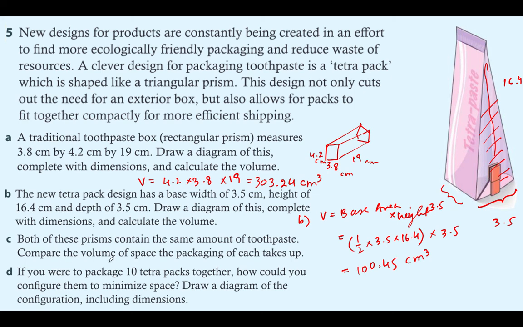Part C says both of the prisms contain the same amount of toothpaste. So compare the volume of space packaging of each takes up. So you can see that the triangular prism is taking less space and the rectangular prism is taking more space. That is almost 3 times of that. So if you were to pack 10 Tetra Paks together, how could you configure them to minimize the space? So if I'm packing this, I will place the Tetra Paks in this way so that the space between is utilized efficiently.